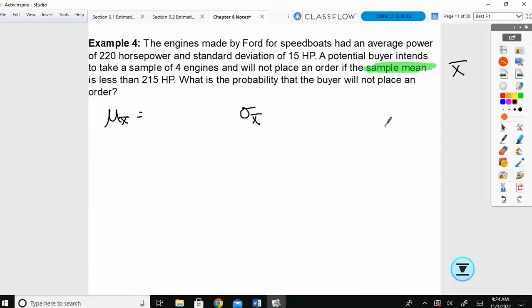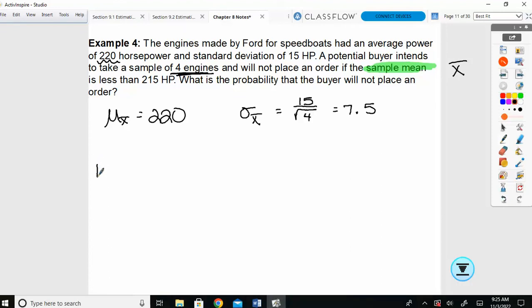So, I'm talking about sample mean, so I need the mean and standard deviation for the sample mean. The mean of the sample mean is the same as the original mean. What was my original? Yeah, it said the average was 220, so the average is your mean. Standard deviation. Original standard deviation is 15, divided by the square root of n. How many am I looking at? 4. We're taking a sample of 4 engines. So that is my mean and standard deviation for X bars. Everybody know how I got those?